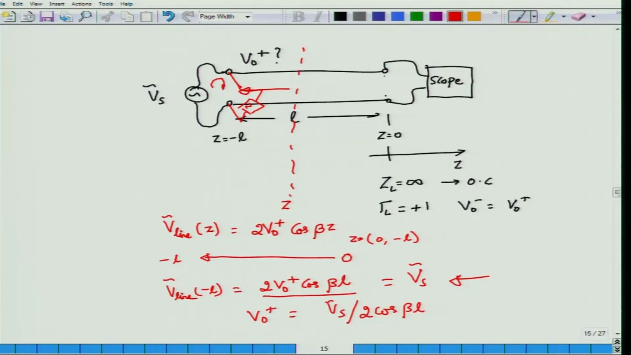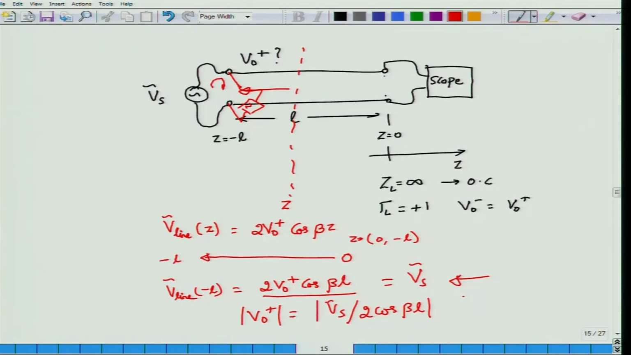You can clearly observe that if I change the length of the transmission line, the connection between the source and the oscilloscope, the value of cos beta L will also change, which in turn will change the value of V0 plus. So, what would that V0 plus value be? If I want to look at the magnitude of this one, the magnitude is clearly given by this.